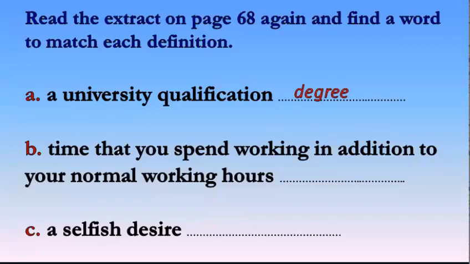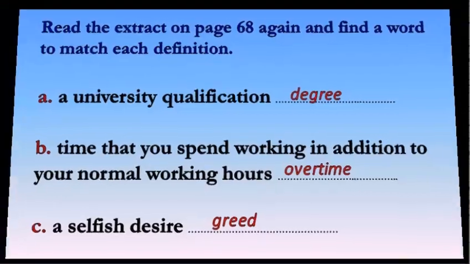Time that you spend working in addition to your normal working hours, this is called overtime. So if I have a job, but I need to work overtime after my working hours, I can do overtime. The last one, what is a selfish desire? It means, yes, excellent, it's greed. Greed, I need everything for me, only me. This is called greed. Okay, so we have three definitions and three words.